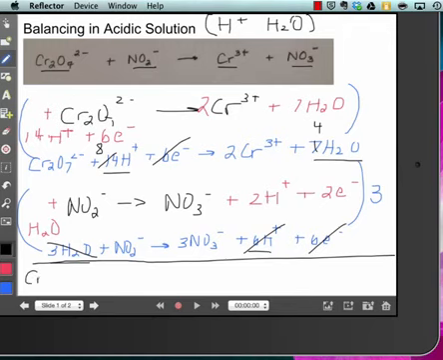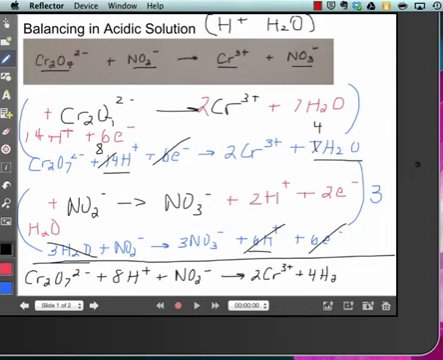So I have Cr2O7 2 minus plus 8 H plus plus NO2 minus gives me 2 Cr3 plus and 4 waters and 3 nitrates.